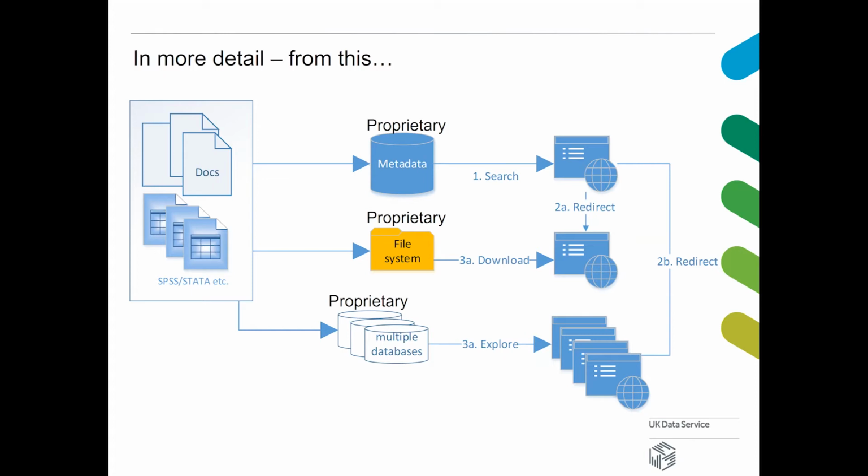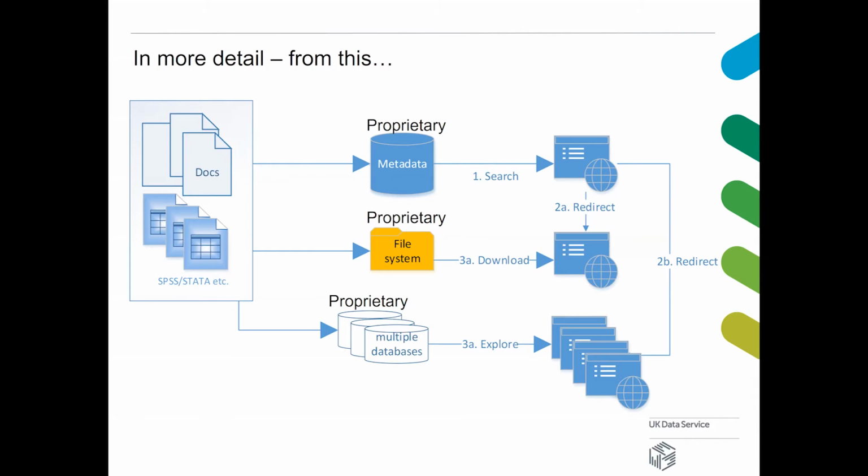Eventually, you'll arrive at a file that you want to work with. So you will then download that, or alternatively, you'll go off to somewhere like Nesstar where you can do some kind of online exploration. But it doesn't feel very unified in the sense that the metadata is completely separated from the data.